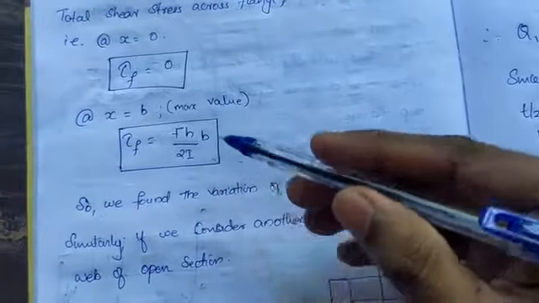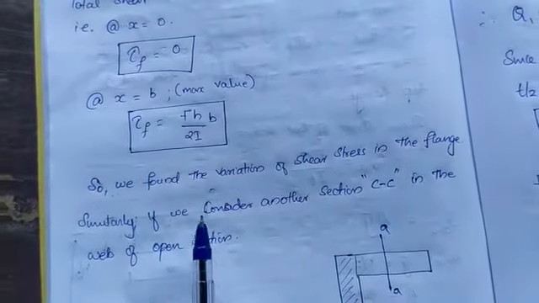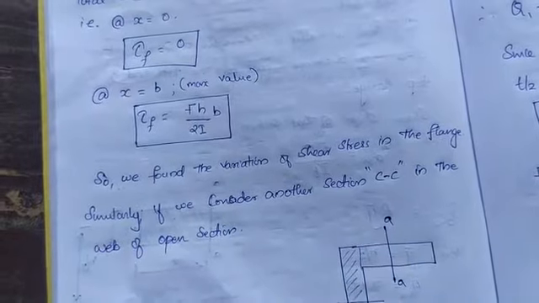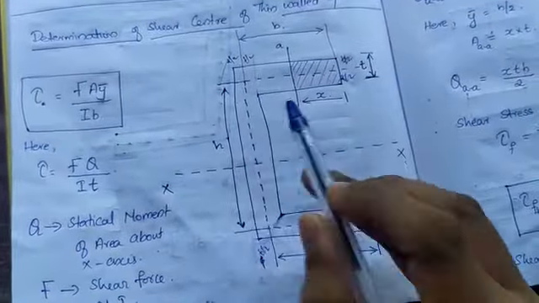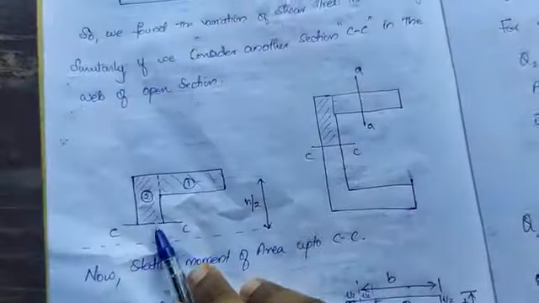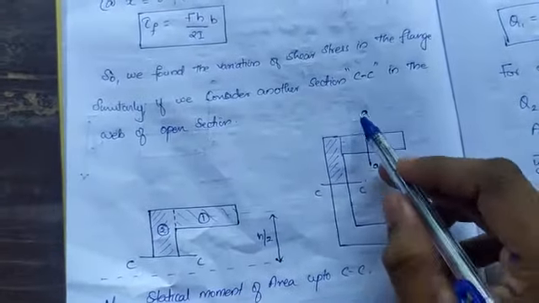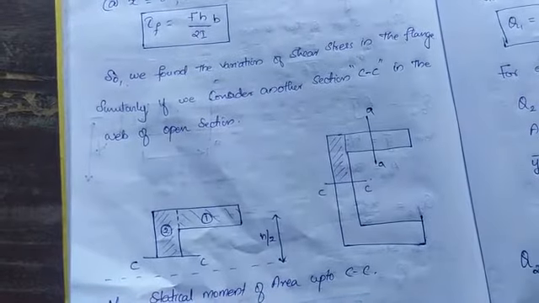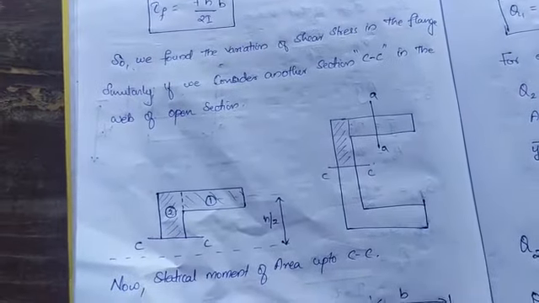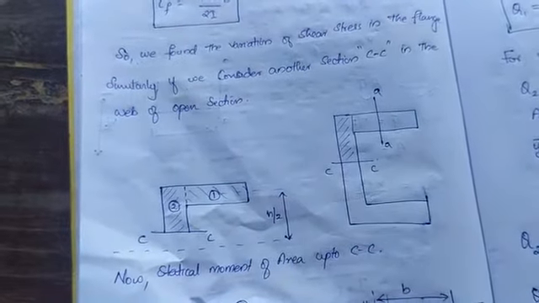Now similarly we will consider the variation of shear stress in the web also. We will take a section, say here we will mark CC like this. See CC, you have the A section here. Up to here we will find out the statical moment and shear stress.